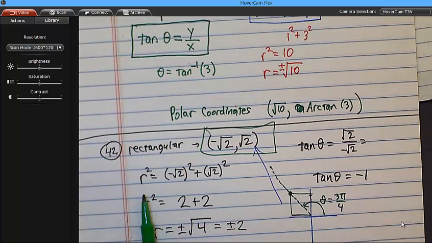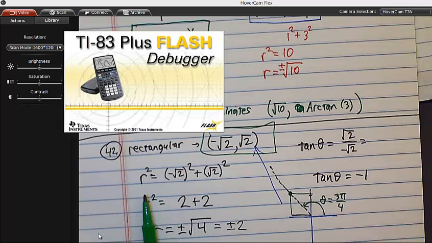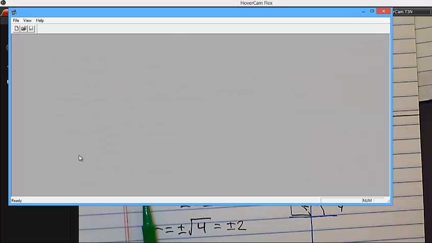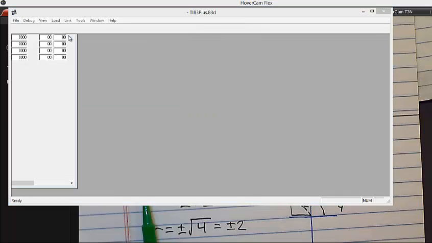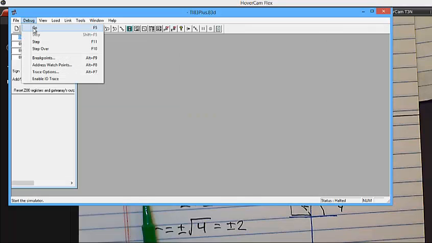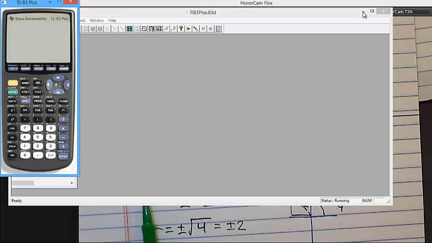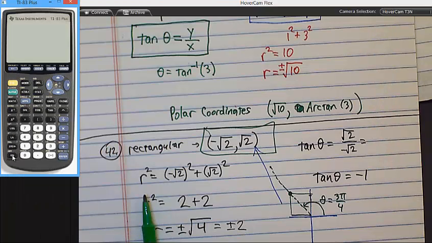Now let me get the calculator out. Mine's not out yet, so it's going to take me just a second here. I want to show you that if you typed in tangent of 3 pi over 4, you would indeed get that negative 1, right? So you can check these things as you go. I guess that's really the take-home message here.